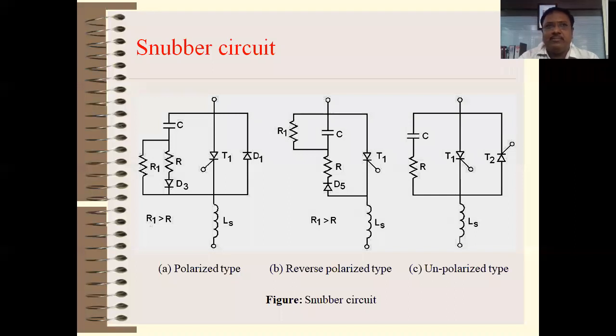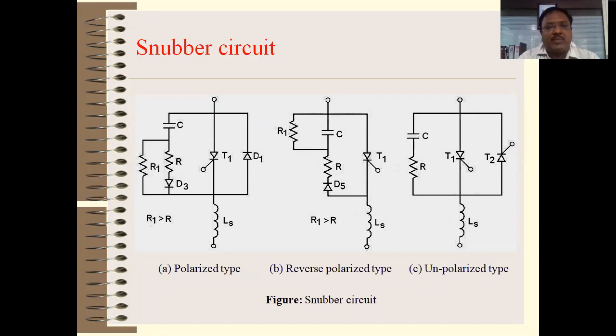Normally, different conditions are there, and according to the conditions, the devices are connected. If you are connecting a diode in parallel to the thyristor, then we call it a polarized circuit. The diode is also connected in parallel with the thyristor to protect it from any reverse voltage, that is, high voltage applied across the device. It is used during inductive load. That type of circuit is called a polarized type.